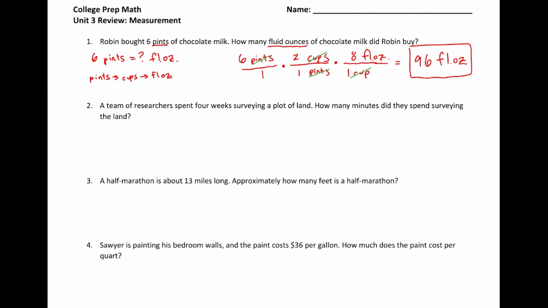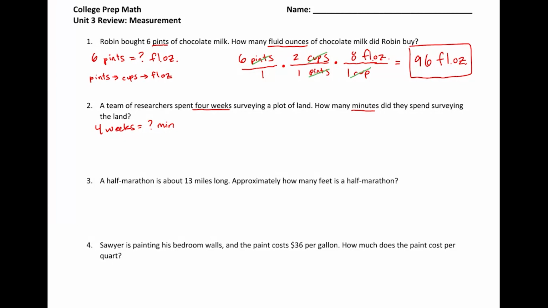Number 2 says a team of researchers spent 4 weeks surveying a plot of land. How many minutes did they spend surveying the land? So we're trying to go from 4 weeks to minutes. 4 weeks equals how many minutes? We don't have a conversion from weeks to minutes here.